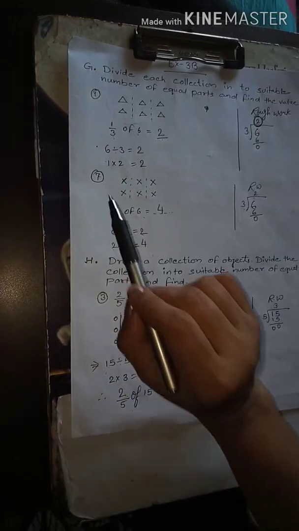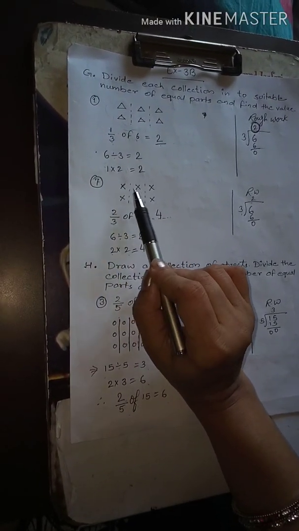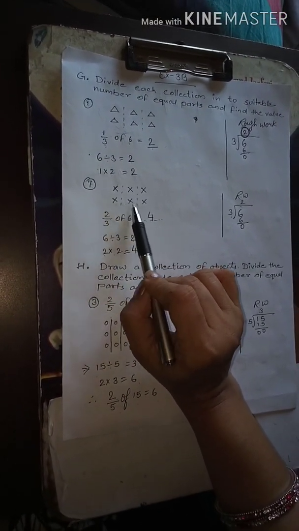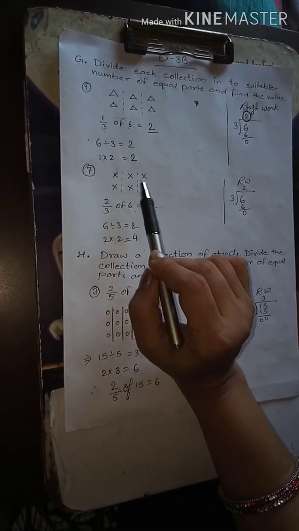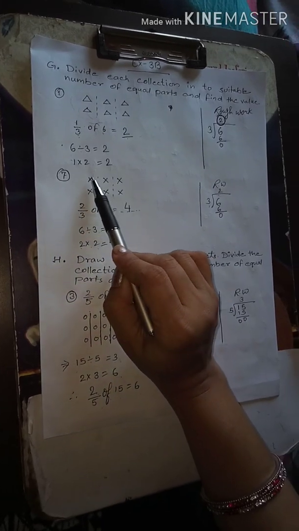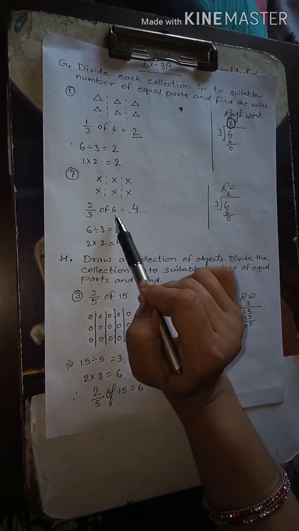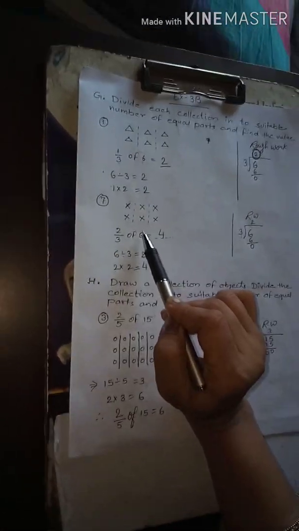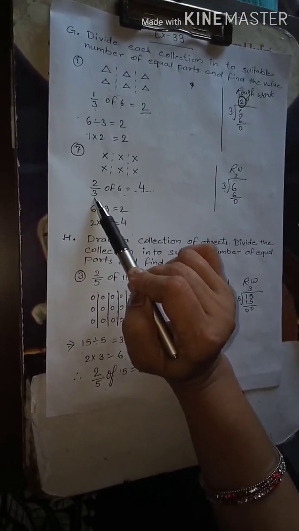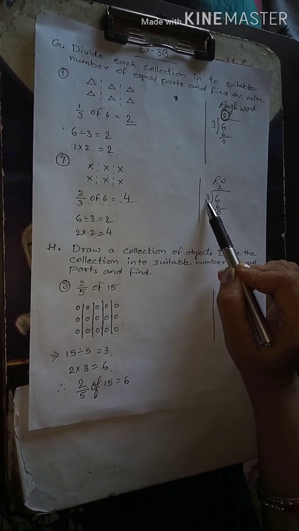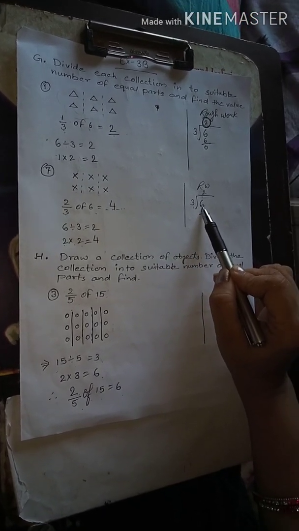Next question. Question number 7. Now first step, you have to count the total number of things in this collection. Total number of things in this collection, how many? 1, 2, 3, 4, 5, 6. So the total number of things is 6, and these 6 things we have to divide into how many parts? 3 equal parts. So 6 divided by 3.